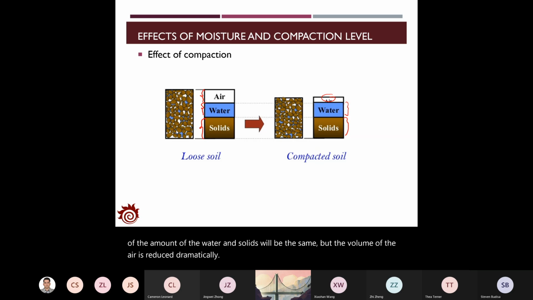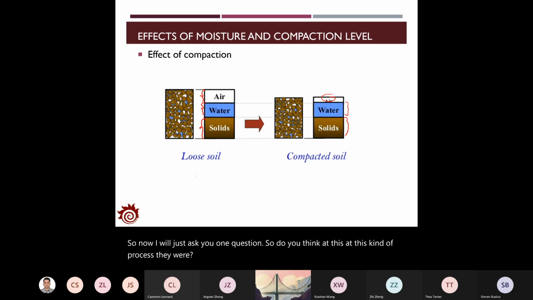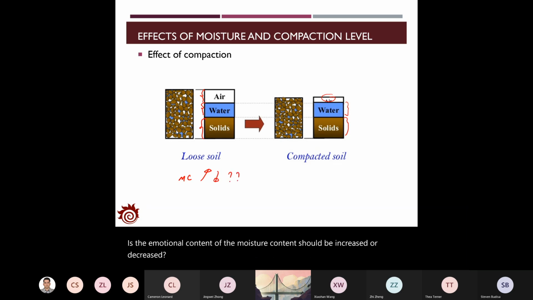So now I will ask you one question. In this process of compaction, will the moisture content be increased or decreased? What is going to happen to the moisture content? Do you have any ideas about it? I got an answer about increase, and any other thoughts?